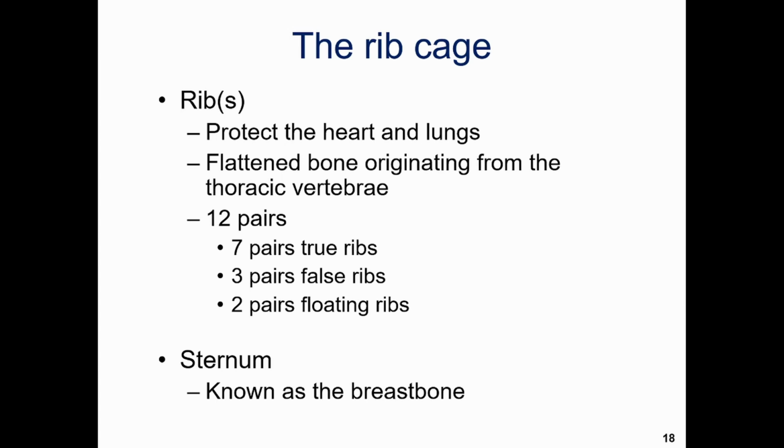The 3 pairs that come after those 7, we call the false ribs. And the false ribs are called that because they don't directly articulate, they don't directly connect to the sternum. Those ribs actually connect to another pair of ribs. And then we get to the last 2 pairs, which do fall under the false rib category, but they're a little bit more specialized in that they're the floating ribs. They don't connect with the sternum at all.